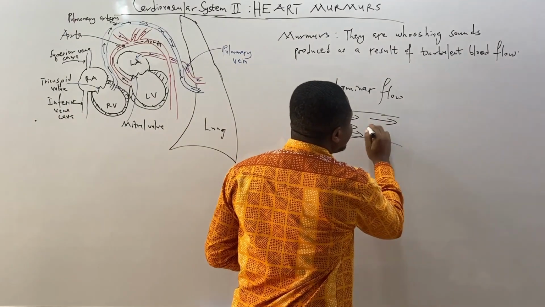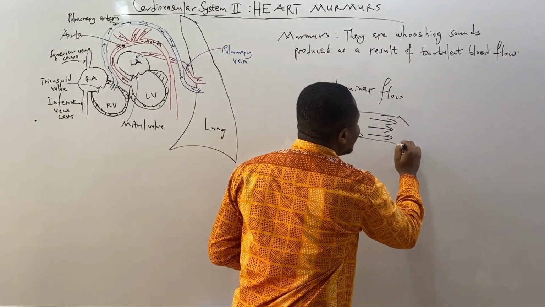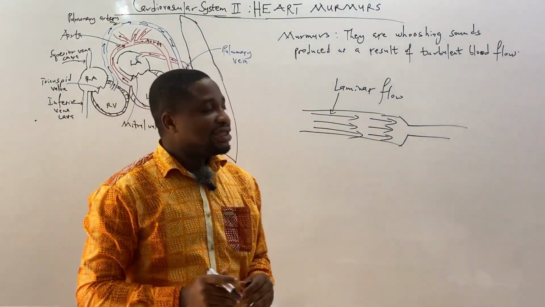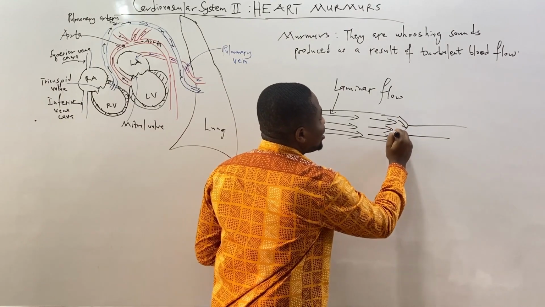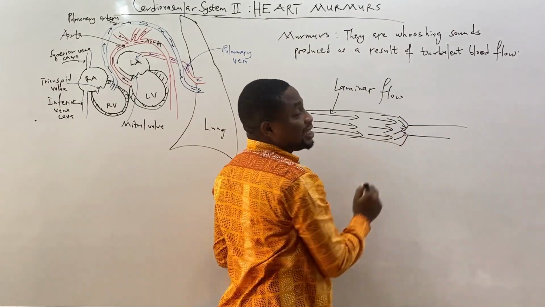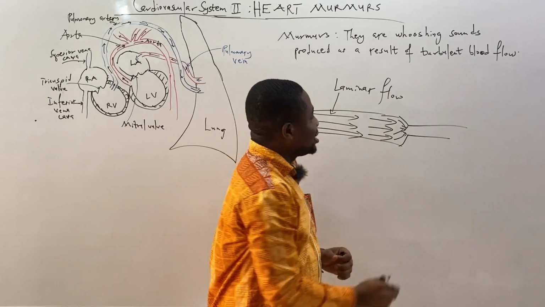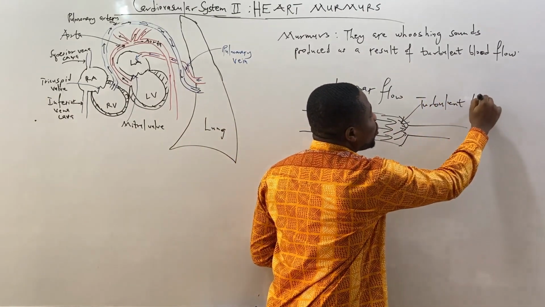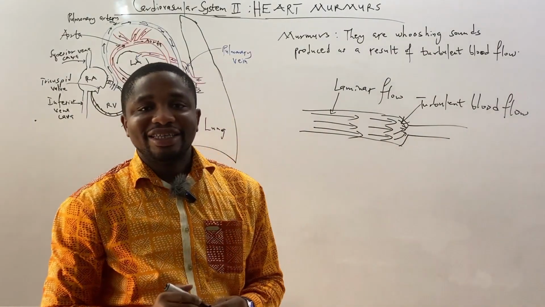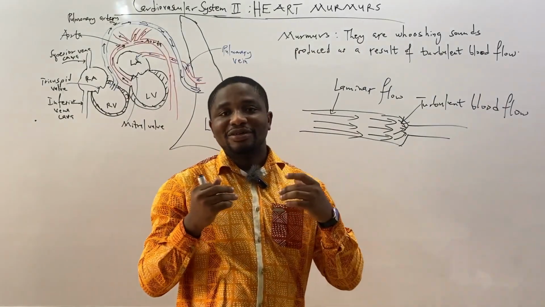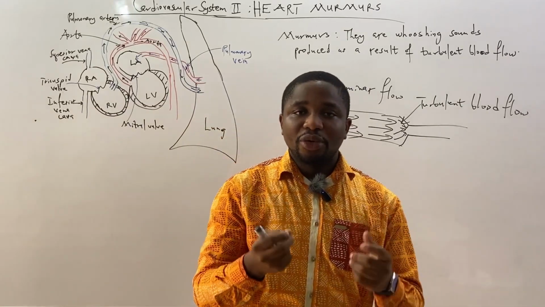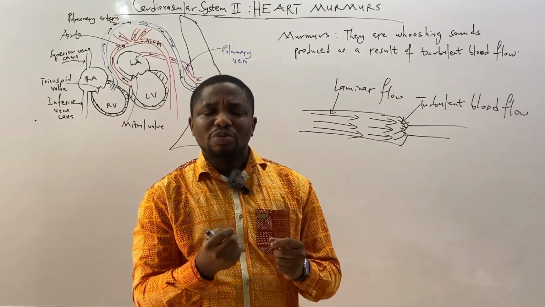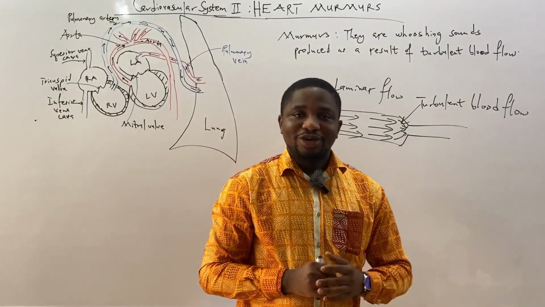But as you proceed, should you reach a narrowing, the molecules will start colliding. And as they collide, they generate what we call turbulence. In that manner, it's regarded as turbulent blood flow. So that is what we mean by turbulence: flow of fluid through a narrowed opening, or through an opening which has become so small. I hope you got that.